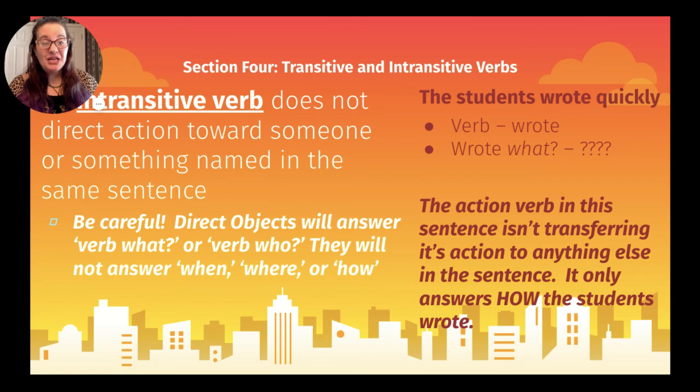Those are your adverbs. So in the sentence, the students wrote quickly, our verb is wrote. The performer of that action, the subject, is students. They are the ones writing. And if we ask ourselves, well, the students wrote what? Or the students wrote whom? We cannot answer that question. We can only answer how they wrote, which was quickly. But remember, direct objects will only answer verb what or verb whom. A direct object will always be a noun or a pronoun, not an adjective and not an adverb. So the action in this sentence, the students wrote quickly, is not being transferred to anything else. It stands alone.